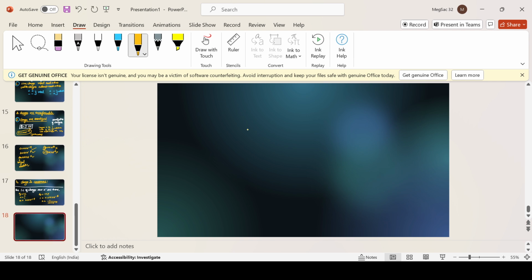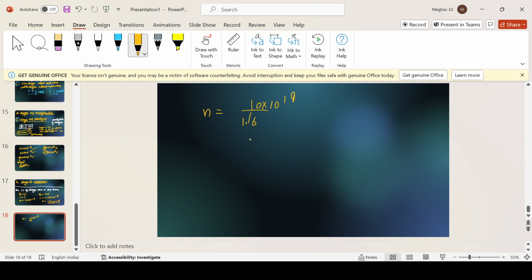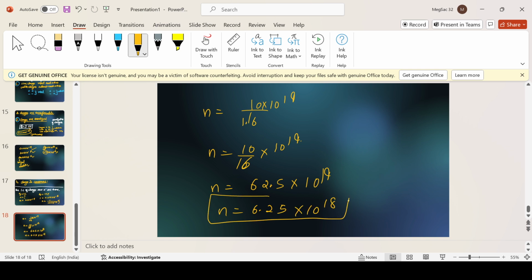Now, n is equal to 1 upon 1.6 × 10^-19. This minus 19 we send up, so it becomes positive 19. Now this point removed, it becomes 10. So n equals 10 by 16 × 10^19. When you divide it, it becomes 62.5 × 10^19. So it will be 6.25 × 10^18, and no unit comes because it's a number. So this is the number of electrons in 1 coulomb of charge.